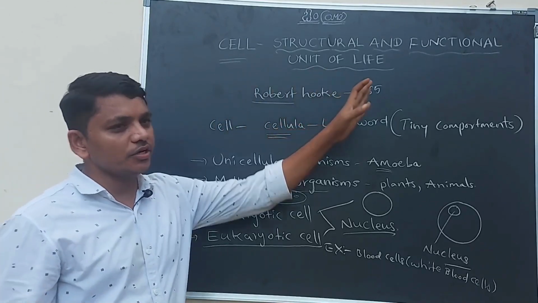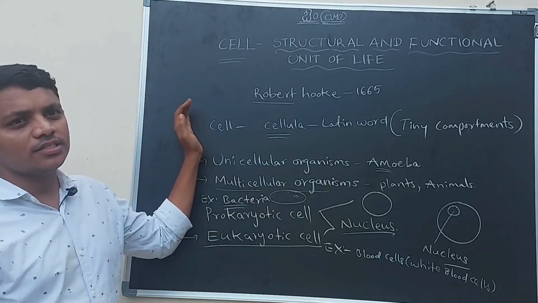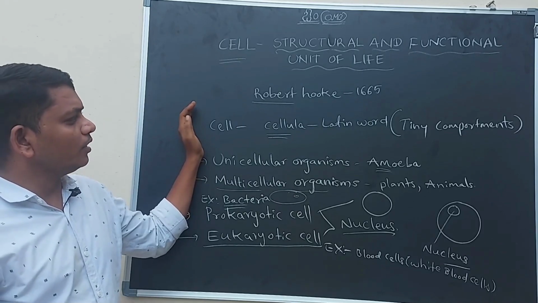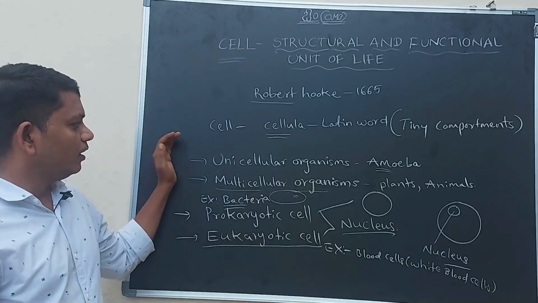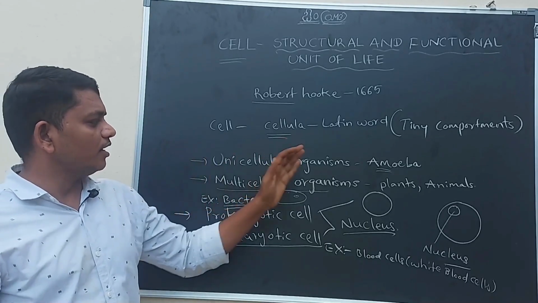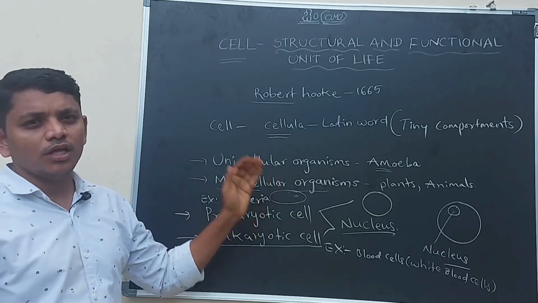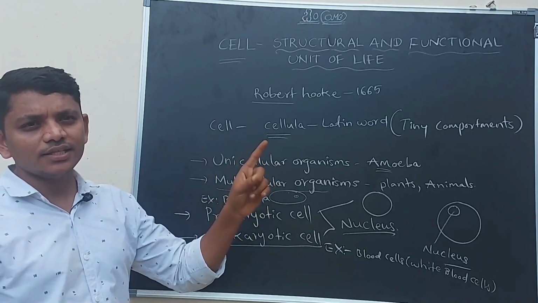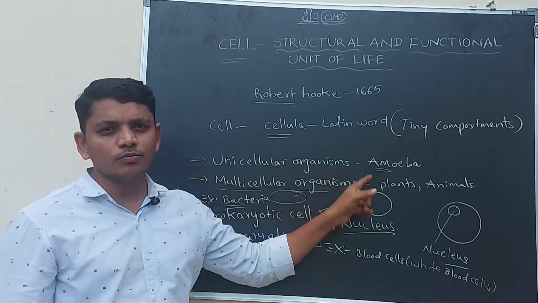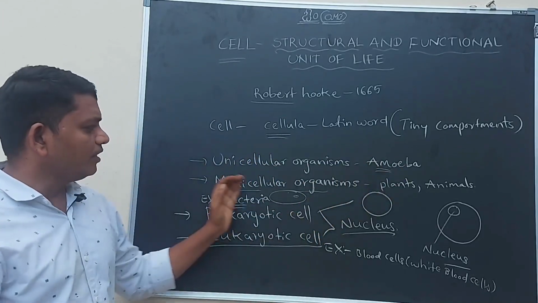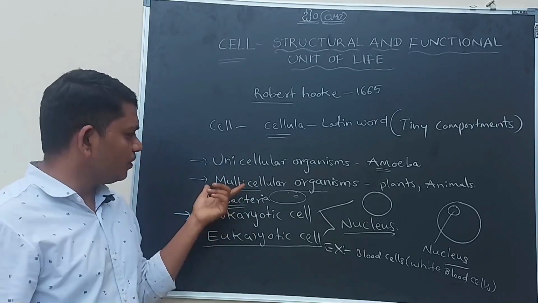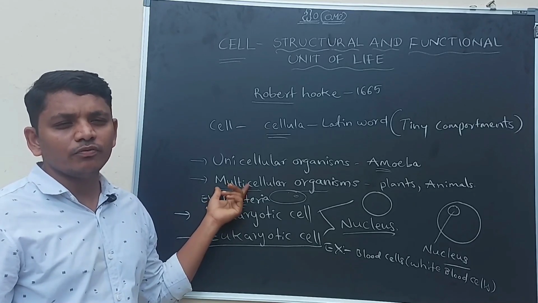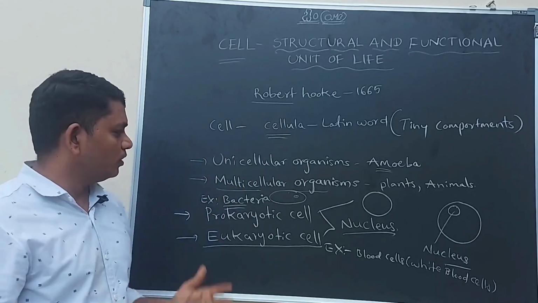Robert Hooke in 1665 named the cell, coming from the Latin word cellula, which means tiny compartment or small chambers. Cells are divided into unicellular organisms and multicellular organisms. If the organism is made up of a single cell, it is called a unicellular organism. The best example is amoeba. Multicellular organisms, the best examples being plants and animals, are made up of more than two cells.